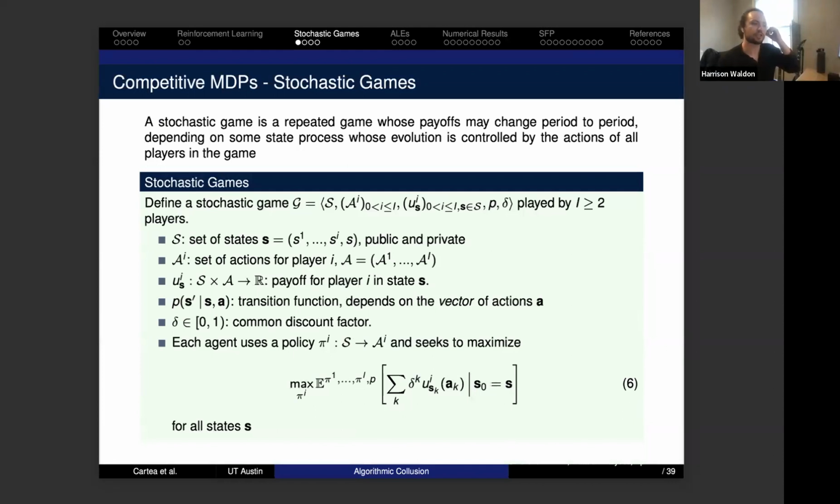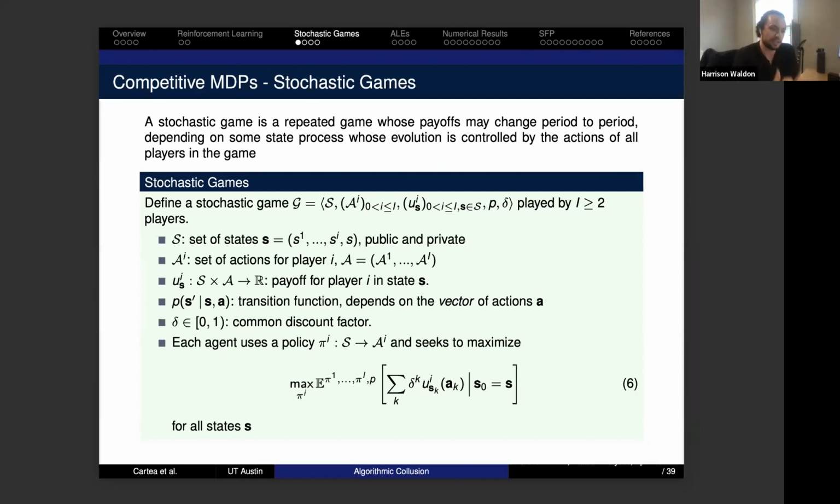Okay, so to answer the question of how Q-learning behaves when it interacts with other Q-learners, we'll need to define the multi-agent analog of a Markov decision process, which is a stochastic game. So a stochastic game is a repeated game whose payoffs may change period to period, depending on the state process. And now the evolution of the state process is controlled by the actions of all players in the game. So all agents are going to influence the flow of this process.